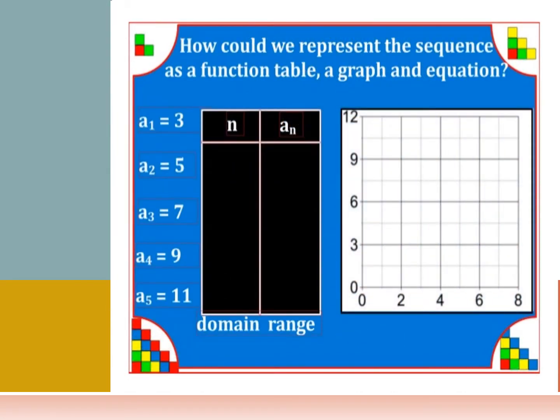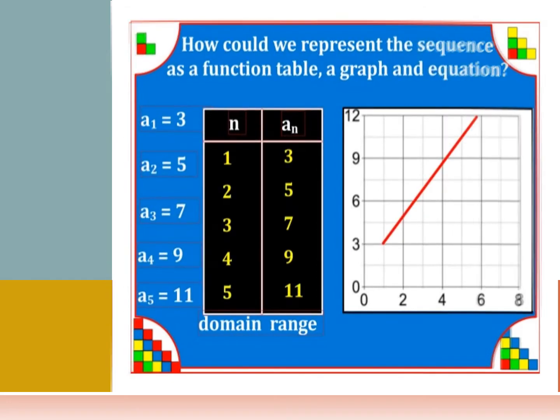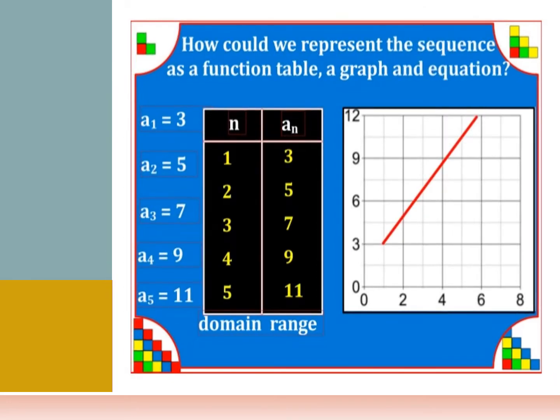How could we represent the sequence as a function, table, graph, and equation? For a1 equal to 3, a2 is 5, a3 is 7, a4 is 9, a5 is 11, and the values of n, the domain, are 1, 2, 3, 4, 5. So an is the range: 3, 5, 7, 9, 11.